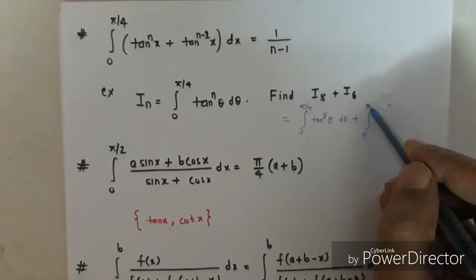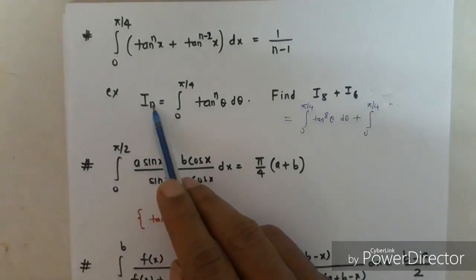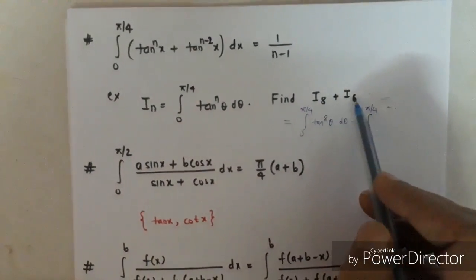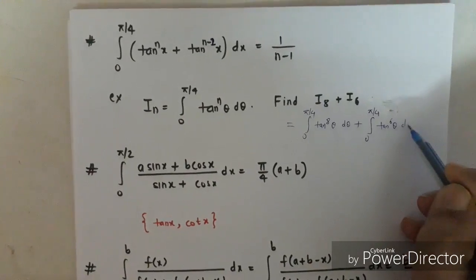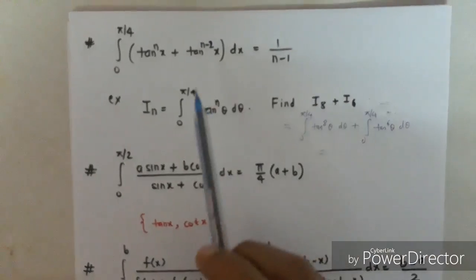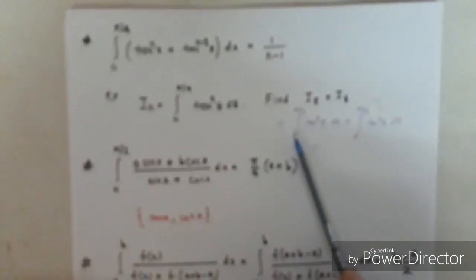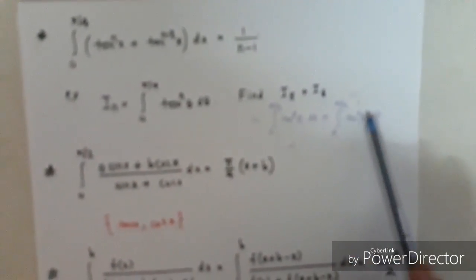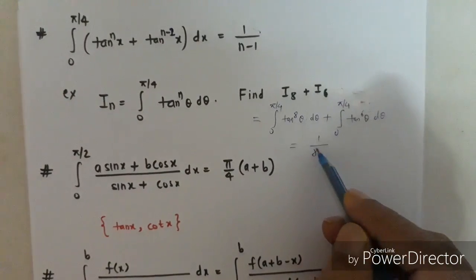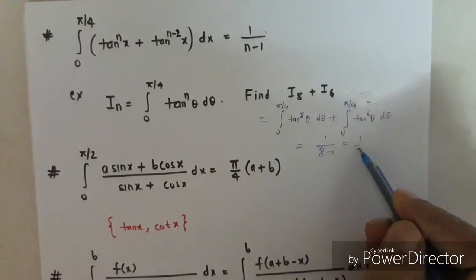I6 will be integral 0 to pi by 4 tan raised to 6 theta d theta. So according to this formula, integral 0 to pi by 4 tan raised to 8 theta plus tan raised to 6 theta. See, the difference is of 2. It will be 1 by 8 minus 1, that is 1 by 7.